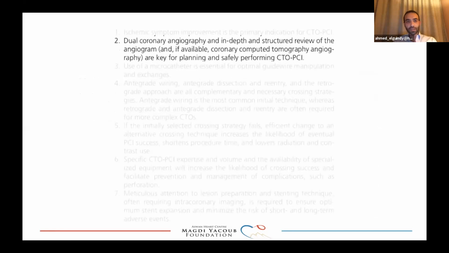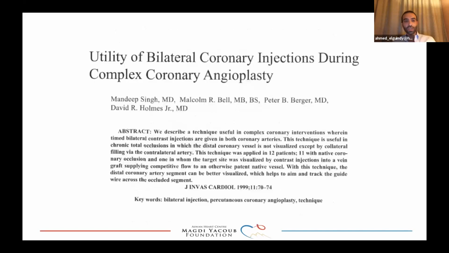So the second key principle is dual angiography. And dual angiography comes with a clear and deep understanding of the coronary anatomy, including the length of the CTO segment, the proximal and distal caps, the distal vessel or the runoff, as well as the collateral circulation. And to do this, the only way is really using dual angiography. And this is not something new. This was actually described years ago, almost 20 years ago, by David Holmes and the group at Mayo Clinic.